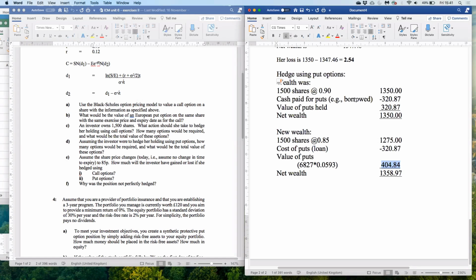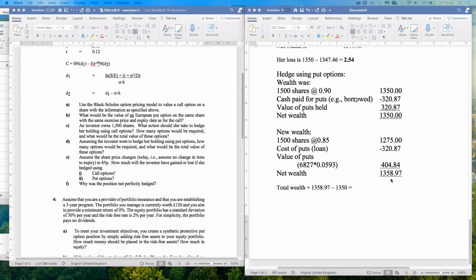So the net wealth is 1,358.97. So the total wealth equals 0.97 minus this one, 1,350, so it equals 8.97.